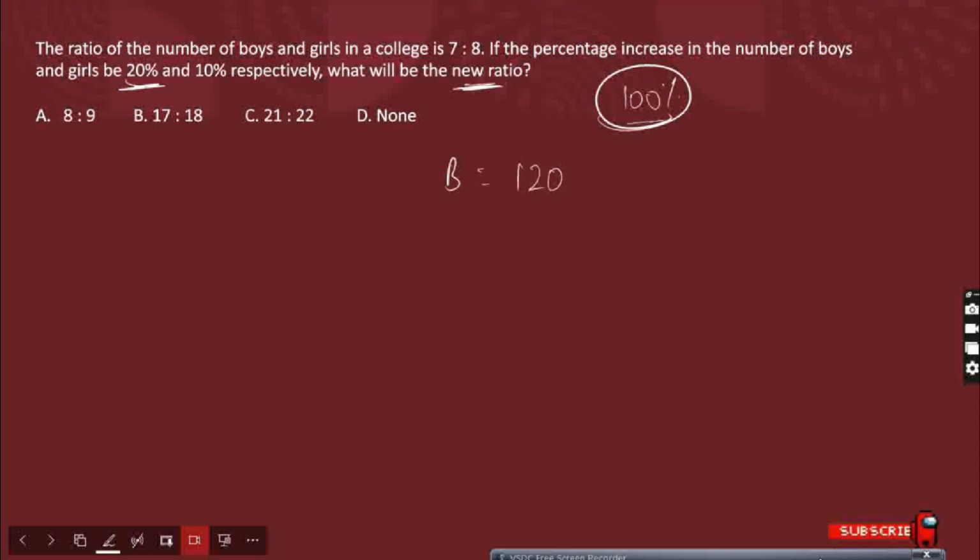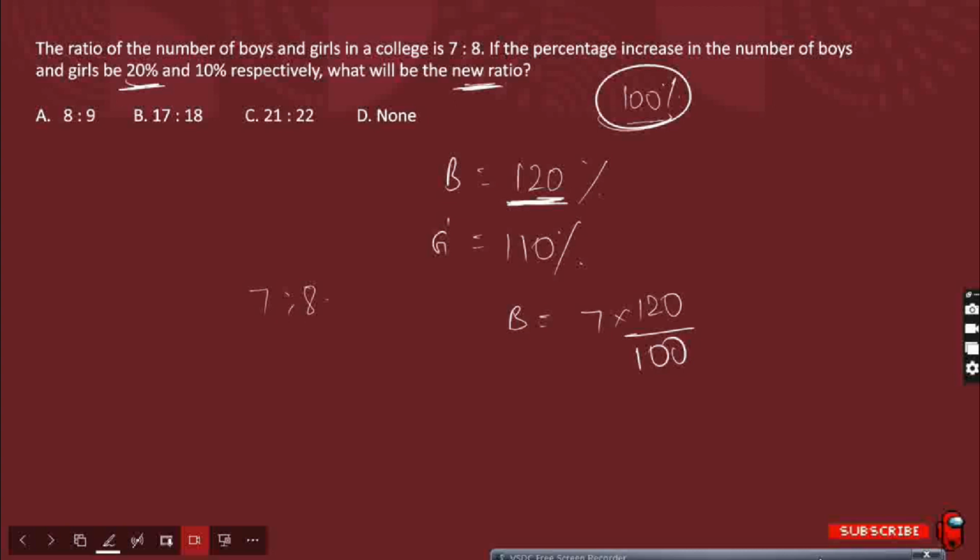Now they are telling that boys increased by 20%. That means boys increased up to 120%, and the girls increased by 10%, right? So 10% in the sense 110%, right? Now given that the number of boys and girls ratio is 7:8. So if we calculate the boys, 7 into 120 by 100. So this will get cancelled. So let it be like this, 7 into 12 by 10.